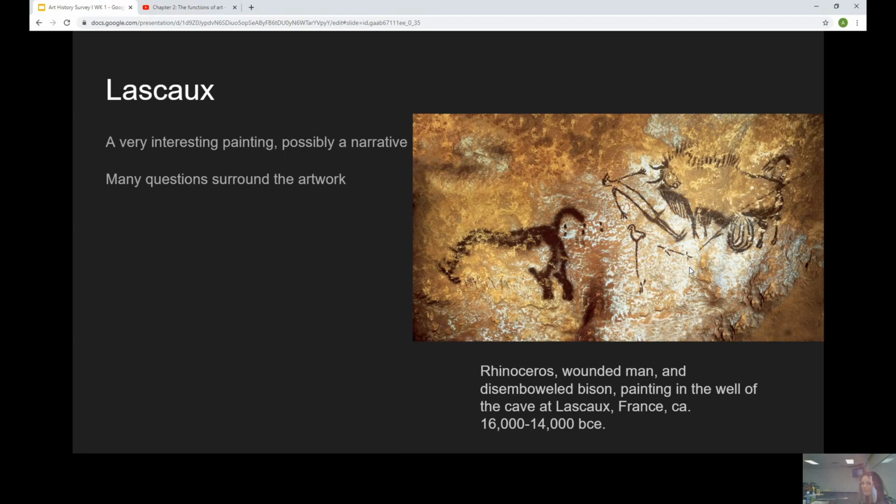And also found in Lascaux from around 16,000 to 14,000 BCE is a painting of a man.